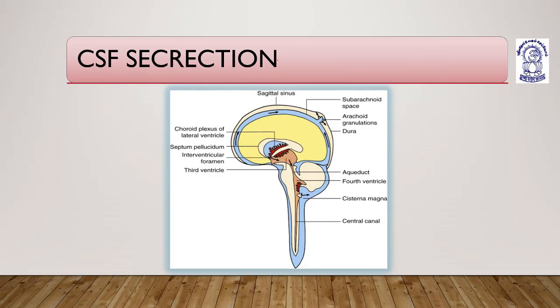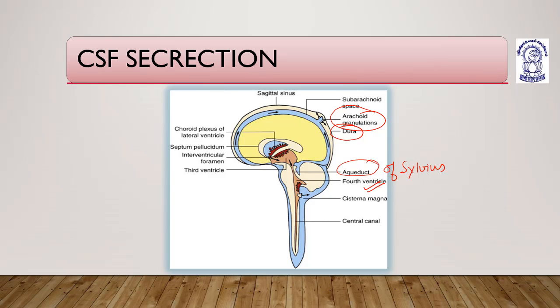This is the secretion of CSF. This is the subarachnoid space. The subarachnoid space receives the CSF through foramen of Magendie and foramen of Luschka. These are arachnoid granulations. This is dura mater. This is aqueduct of Sylvius.